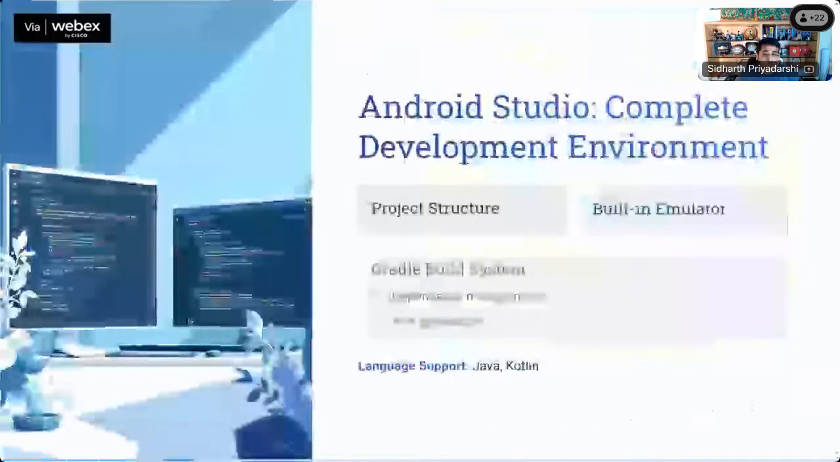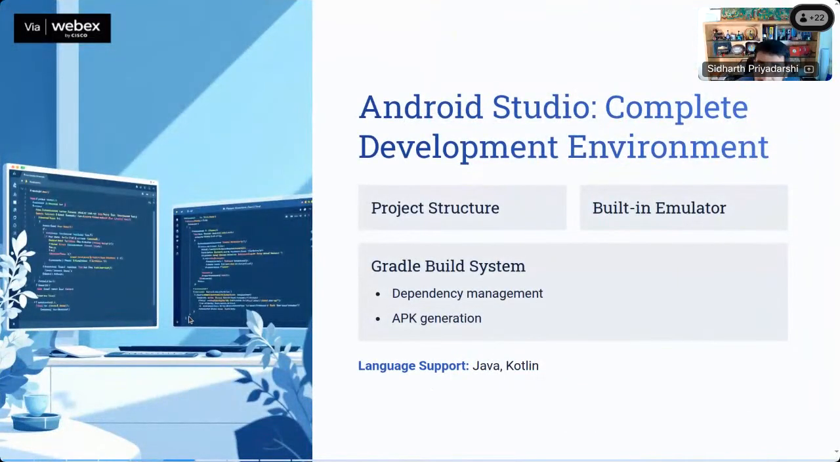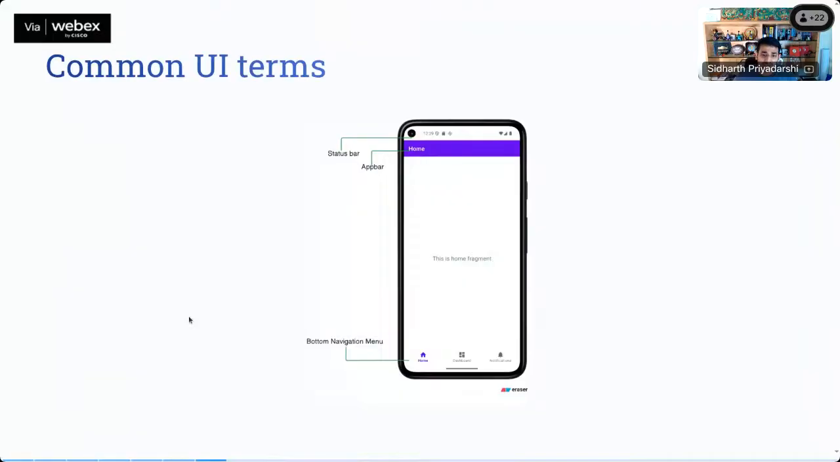Now I'll give you a tour of Android Studio entirely, where we will discuss project structures and built-in emulators. Before getting into the tour, let's discuss some common UI terms. This is what we call a status bar. Just keep all these terms in mind. This is called a home button, and then we have this bottom navigation menu, the bottom navigation bar.